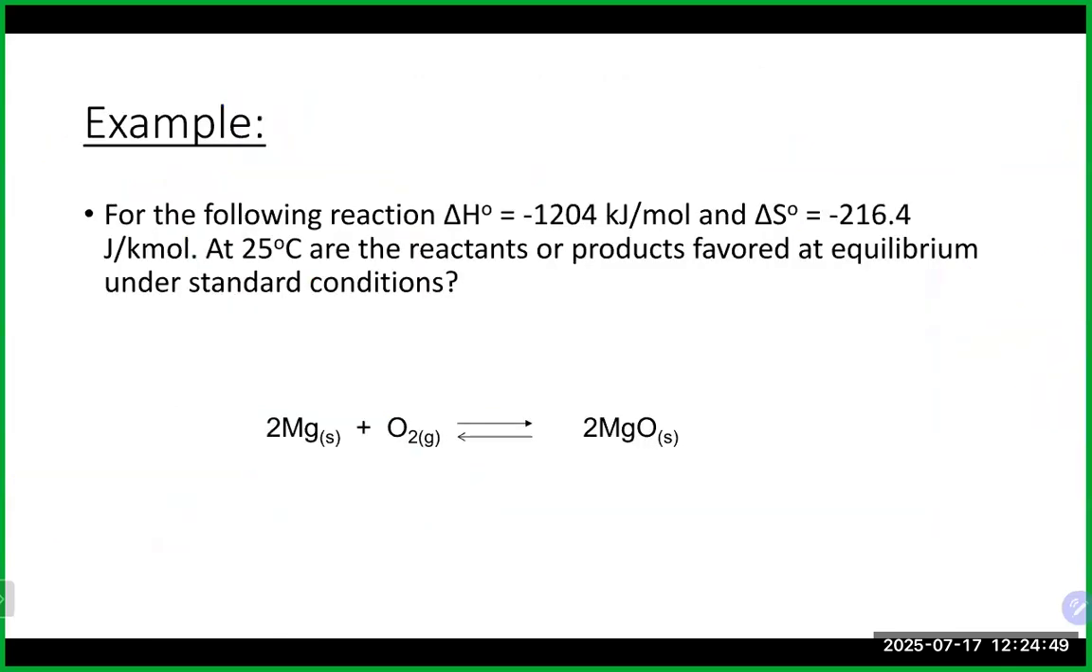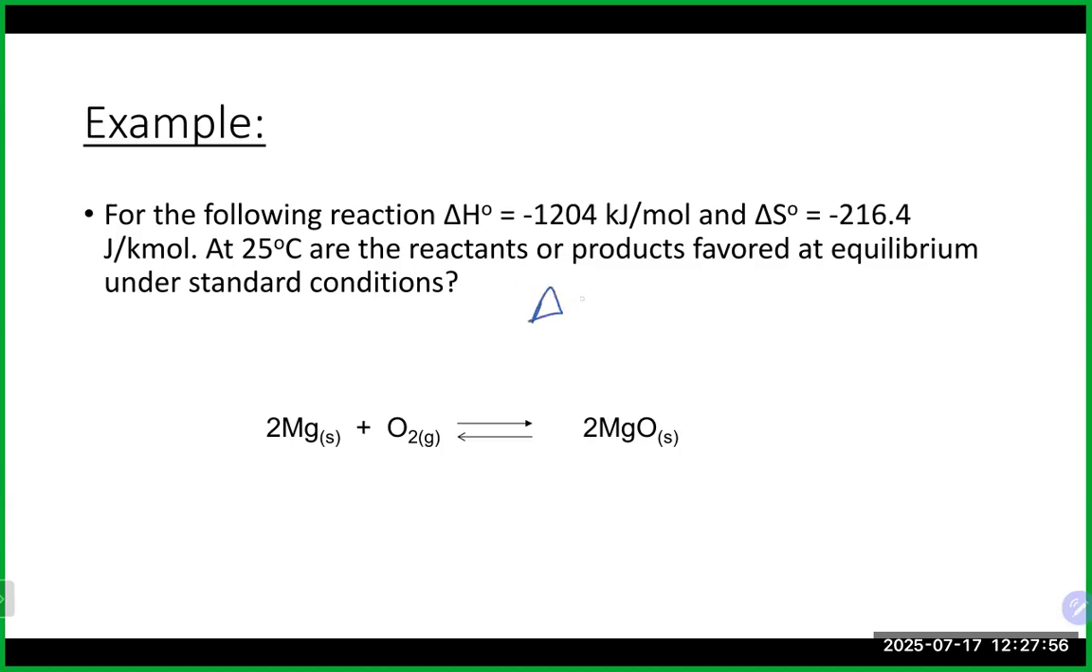All right, so why don't you give this one a go for the following reaction. Delta H is minus 1204. Delta S is minus 216.4. At 25 degrees, are the reactants or products favored? And calculate the delta G.